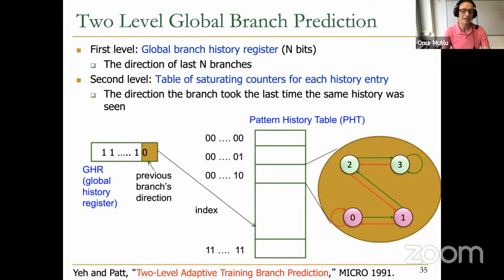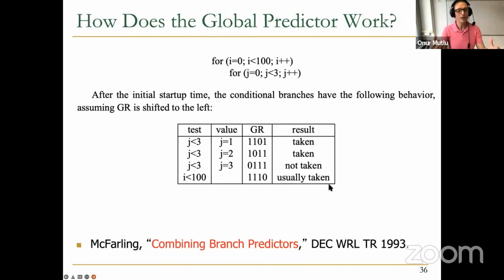Each entry could be a 2-bit counter, but also a 1-bit counter or a 3-bit counter, as we discussed. Let me give you a quick intuitive example as to why this works. I would recommend reading the Combining Branch Predictors paper from McFarling, because it has a nice explanation. Gshare is the global history register, and it uses a 4-bit history register. We're going to look at this nested loop over here. I'll go through this relatively quickly. I'd recommend you take a look at the paper.